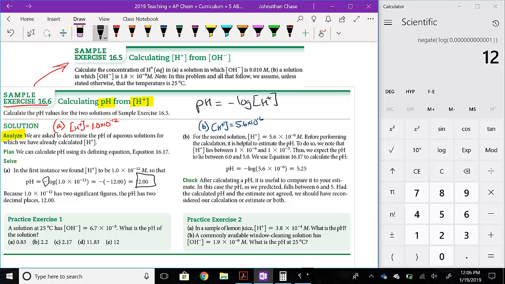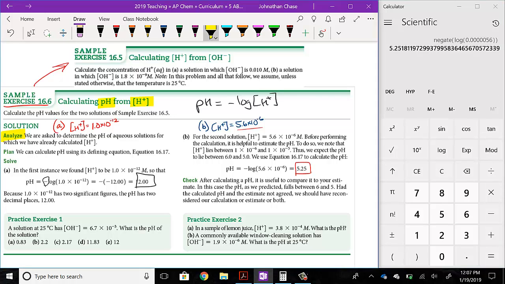Next thing that we're going to do on part B, when you look at it, we see that that's 5.6 times 10 to the negative 6, so we input that into our calculator first. It's going to be 5.6 times 10 to the negative 6 there. Hit the log again, and then negate, you get 5.2518. We round that off, and we get 5.25.